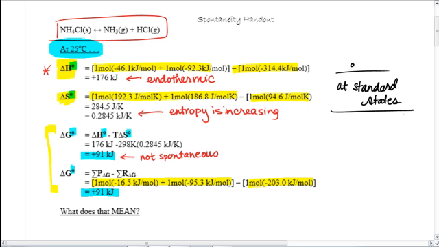Standard states means that if you're a solid, you're a pure solid. If you're a liquid, you're a pure liquid. If you are a solution, your concentration is 1 molar. If you are a gas, your pressure is 1 atmosphere. And so as we talk this through, we are first going to be considering standard states, and then we'll talk about what it means to be not at standard states anymore. Okay?